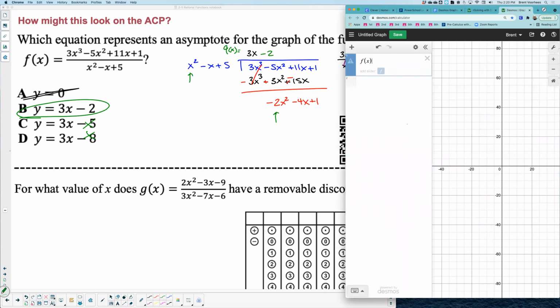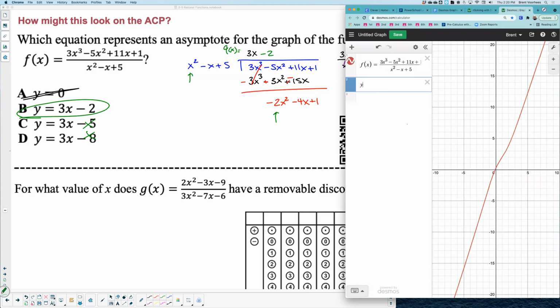If you graphed f of x equals 3x cubed minus 5x squared plus 11x plus 1, all divided by x squared minus x plus 5, there's my graph here. And if I tried my asymptotes, does that graph serve as an asymptote? No, that's not an asymptote at all. Would this graph serve as an asymptote? 3x minus 2. Ooh, that looks pretty good. You see how it cuts through that graph pretty well.